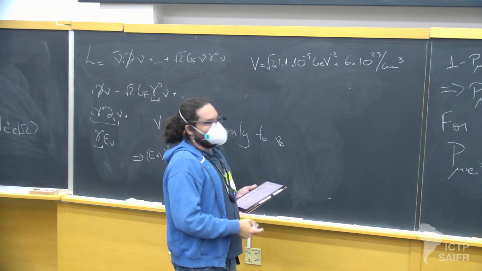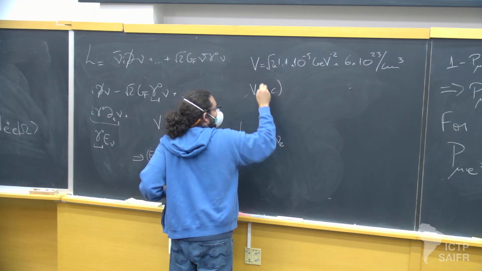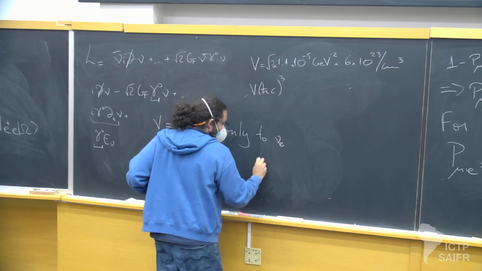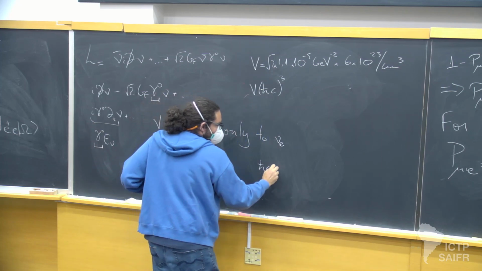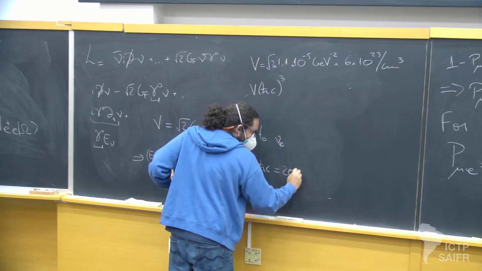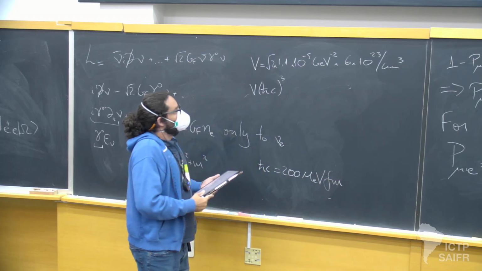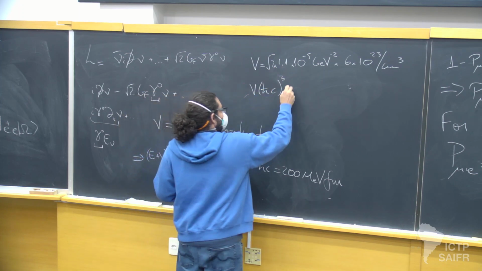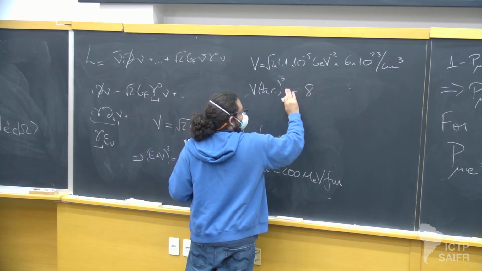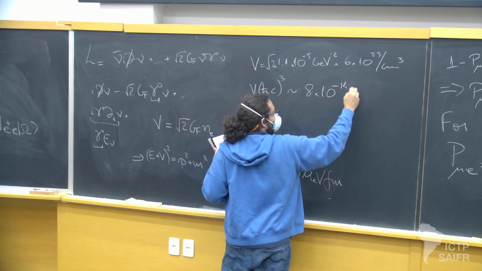These numbers don't really tell me much, so what I need to do is to multiply this by h bar c to the cube, where h bar c, I can do that because h bar c is 1, right? H bar c is about 200 MeV femtometer. If you multiply that here, you get 8, 10 to the minus 14 electron volts.